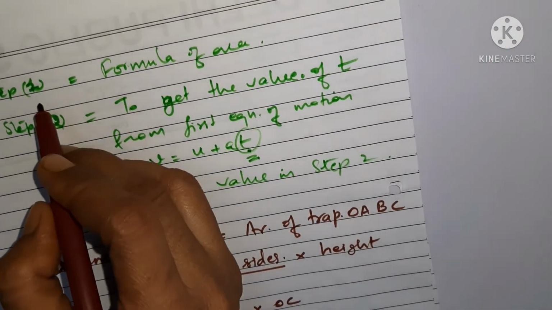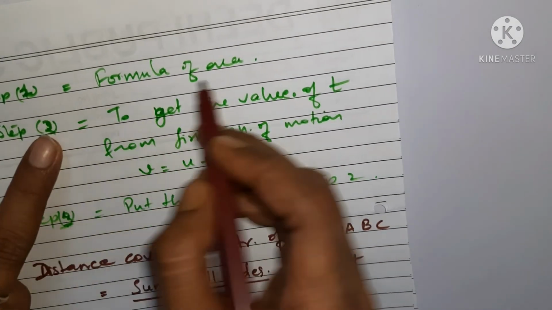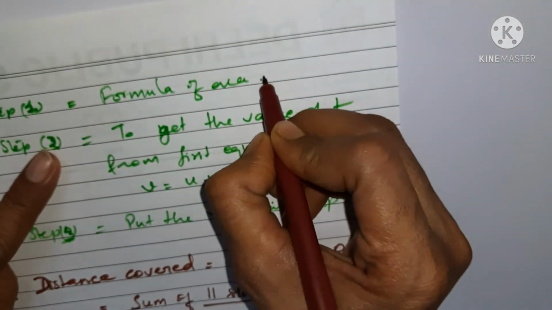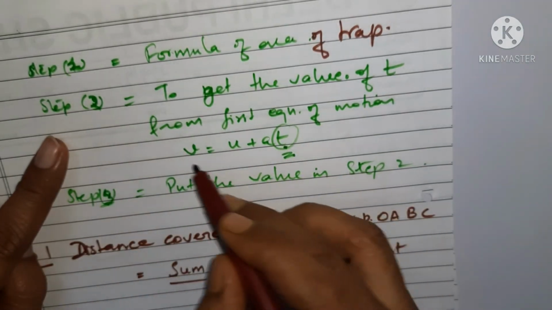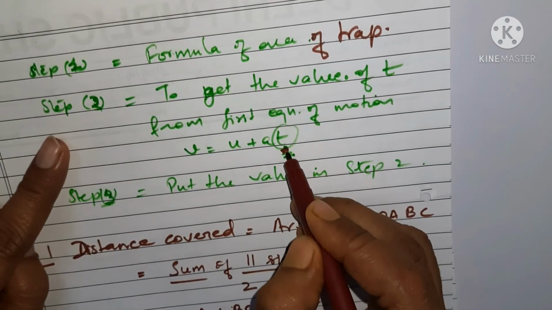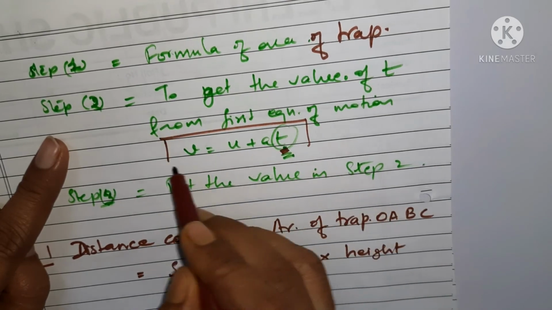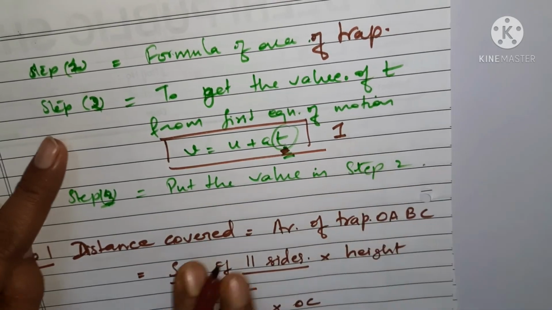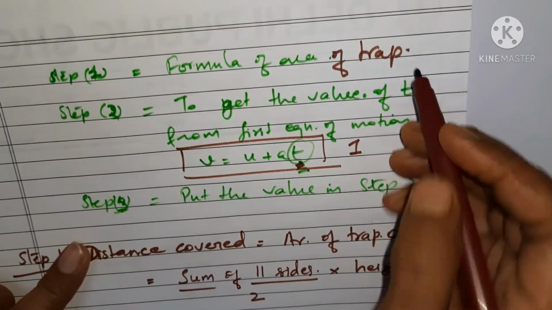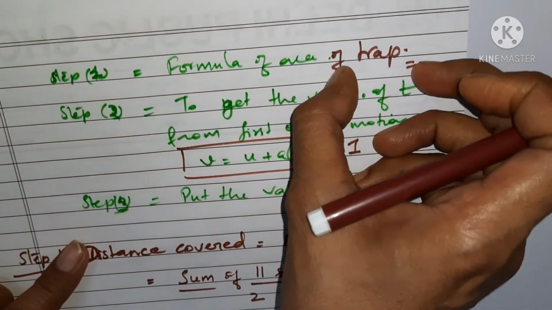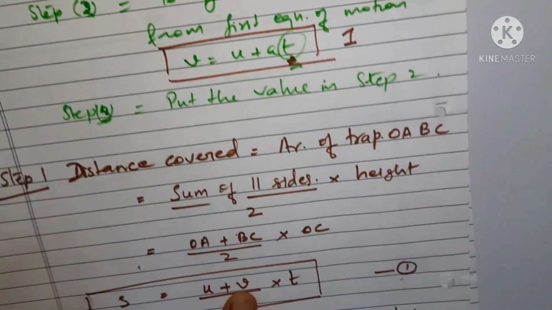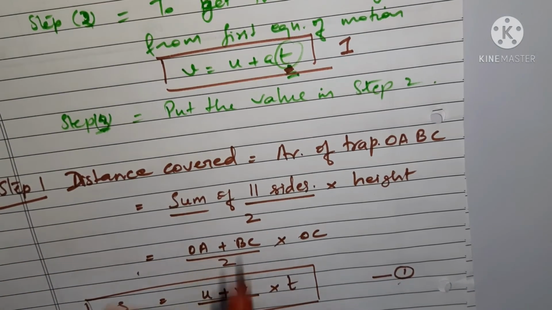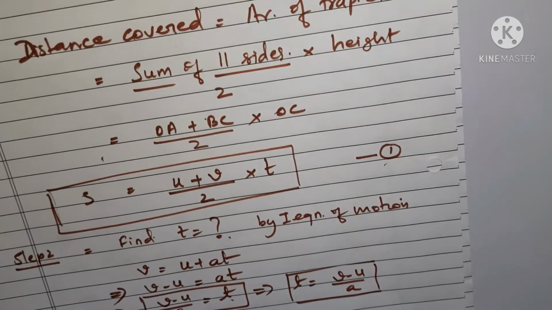Secondly, what we are going to do, the very first step is we are going to put the formula of area of trapezium. Okay, then in the second step we will find the value of t. We are going to find the value of t by which equation of motion, by the first equation of motion. Then what will we do with this value? In this area of trapezium we will put, that is substitute, this value, and after that our result will change into the form of an equation.